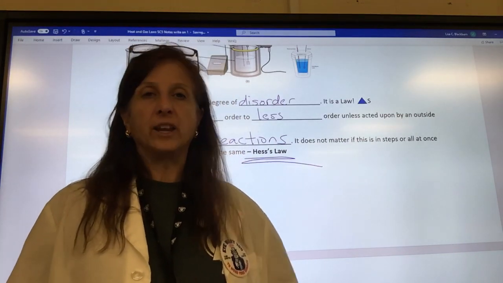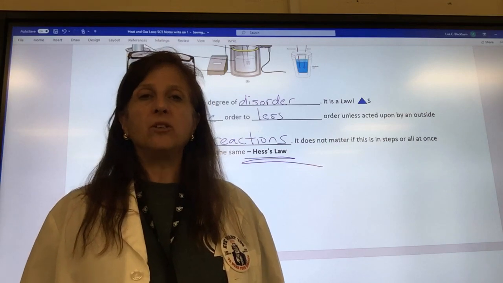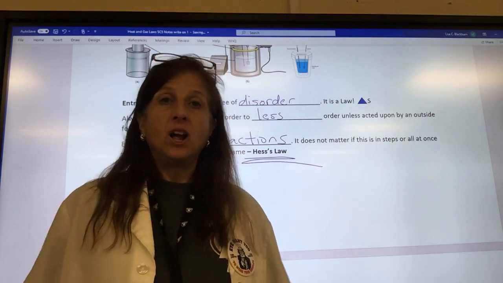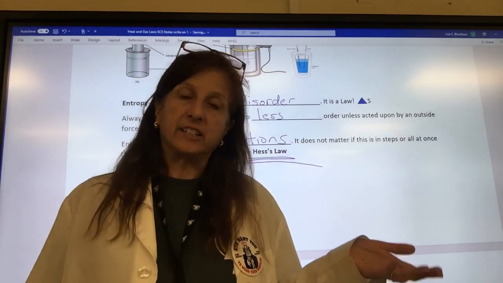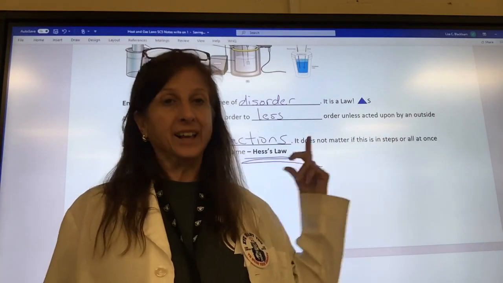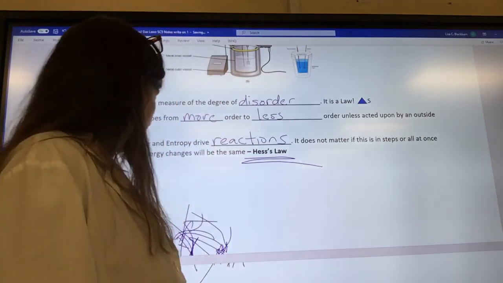Say you were going to rake your yard. You could rake a little bit and then take a break, or you could rake it all at once. Either way, it's going to take pretty much the same amount of energy to rake your yard. Hess's law. All right, so that's it.